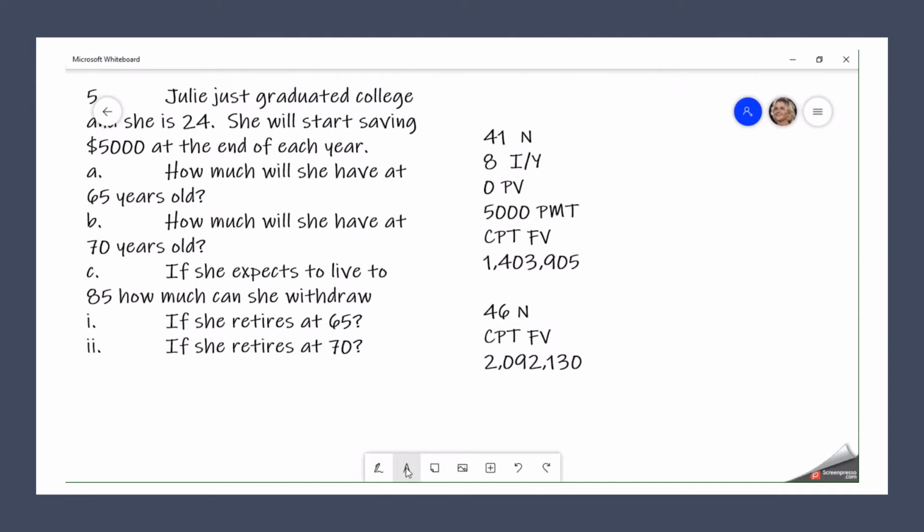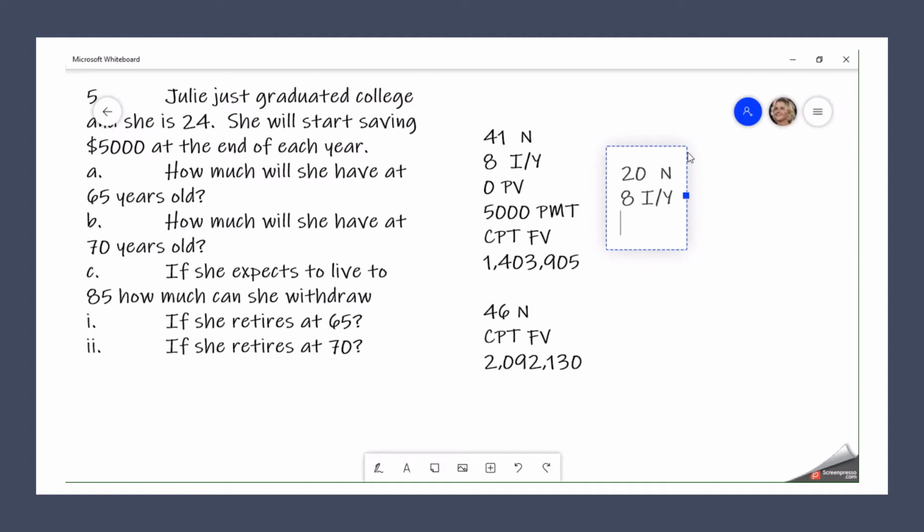Okay, then we move on to the second step. The second step says, now if she expects to live until she's 85, how much could she withdraw if she retires at 65? And then how much could she withdraw if she retires at 70? So now we're going the other direction. If she retires at 65 and she expects to live to be 85, that will be 20 years in retirement. We're going to leave the IY at the 8.